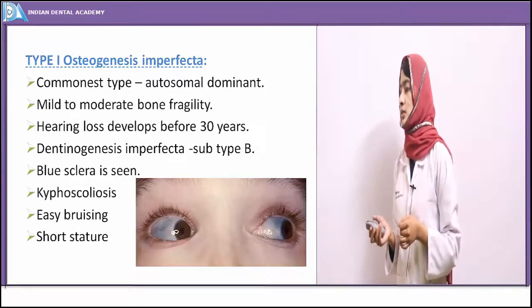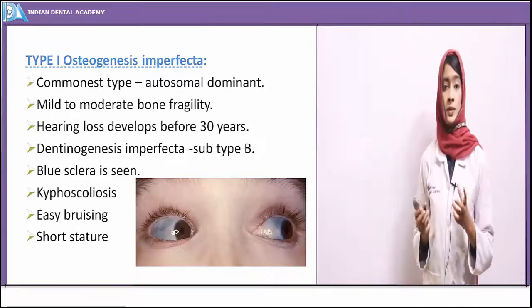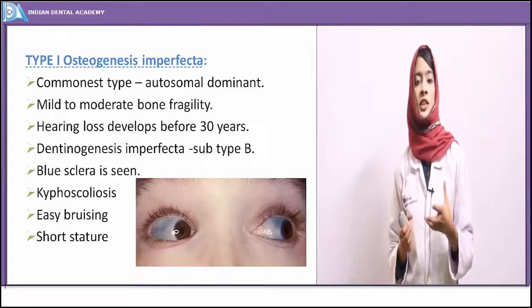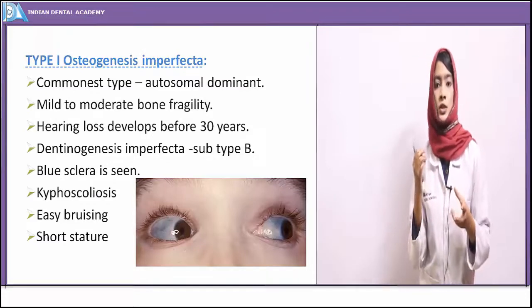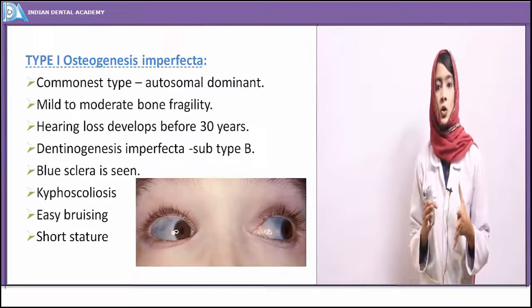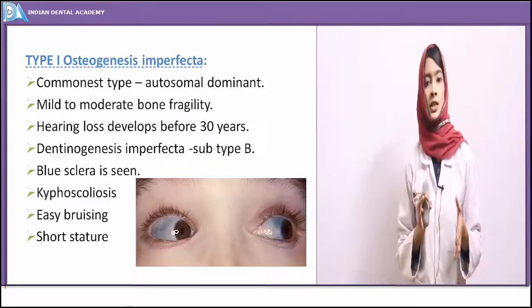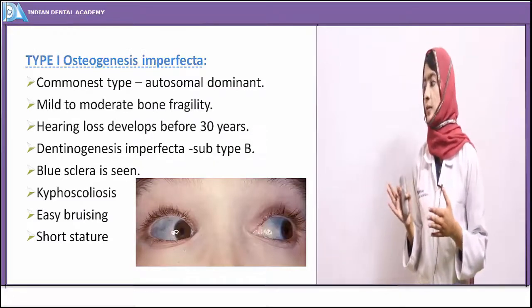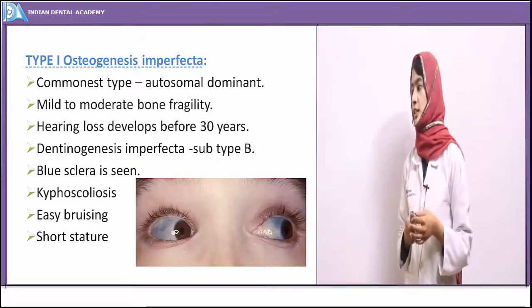Sometimes osteogenesis imperfecta also leads to a condition called otosclerosis. Hence, there will be hearing loss. Hearing loss in type 1 develops before the age of 30 years.